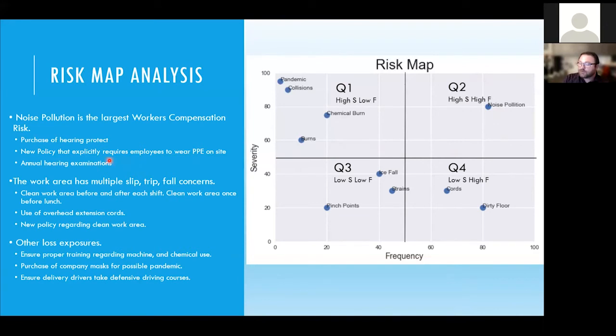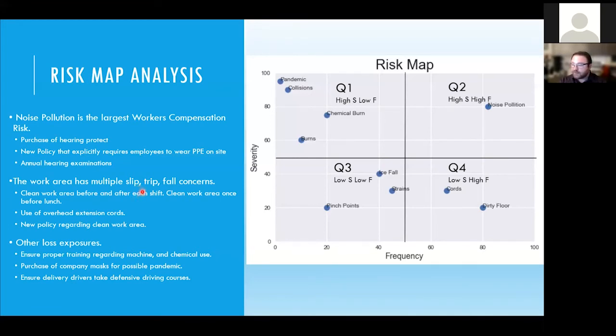So they've implemented a new policy that explicitly requires employees to wear PPE on site. Anytime you enter that manufacturing room, you have to have your earplugs in. You can't just walk in because you're leaving for the day. If you leave for the day and you go out that door, you've got to put your earplugs in. And then they also implement annual hearing examinations, just to make sure that people are getting treatment and seeking out help if there are ongoing issues.